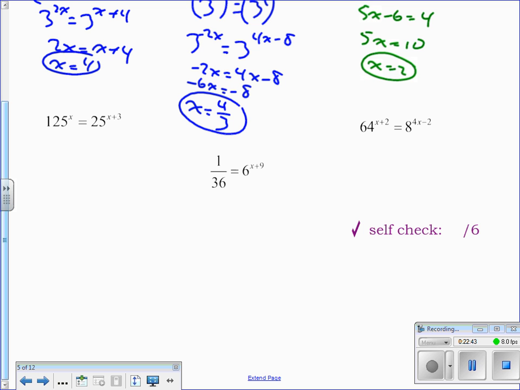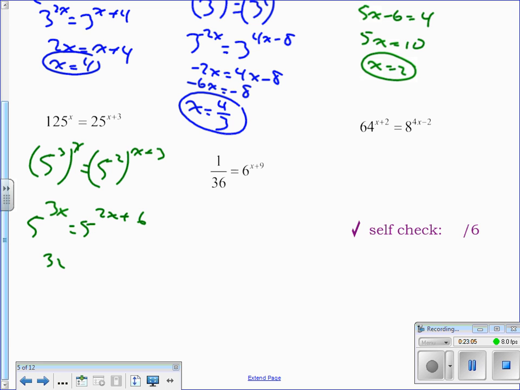125 and 25. 125 is not 25 to some power, but it is 5 cubed. So I have 5 cubed to the x power equals 5 squared to the x plus 3 power. 5 to the 3x equals 5 to the 2x plus 6. 3x equals 2x plus 6. Subtract 2x, x equals 6. 1/36 is 6 to the negative 2.